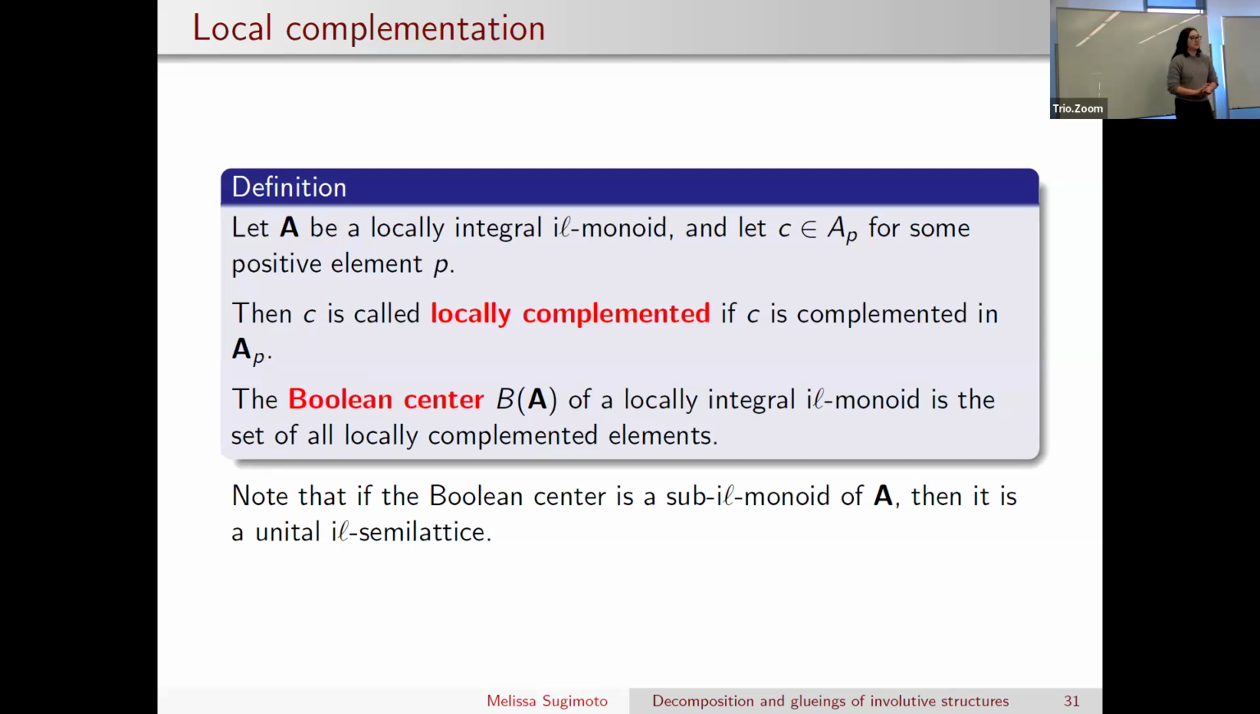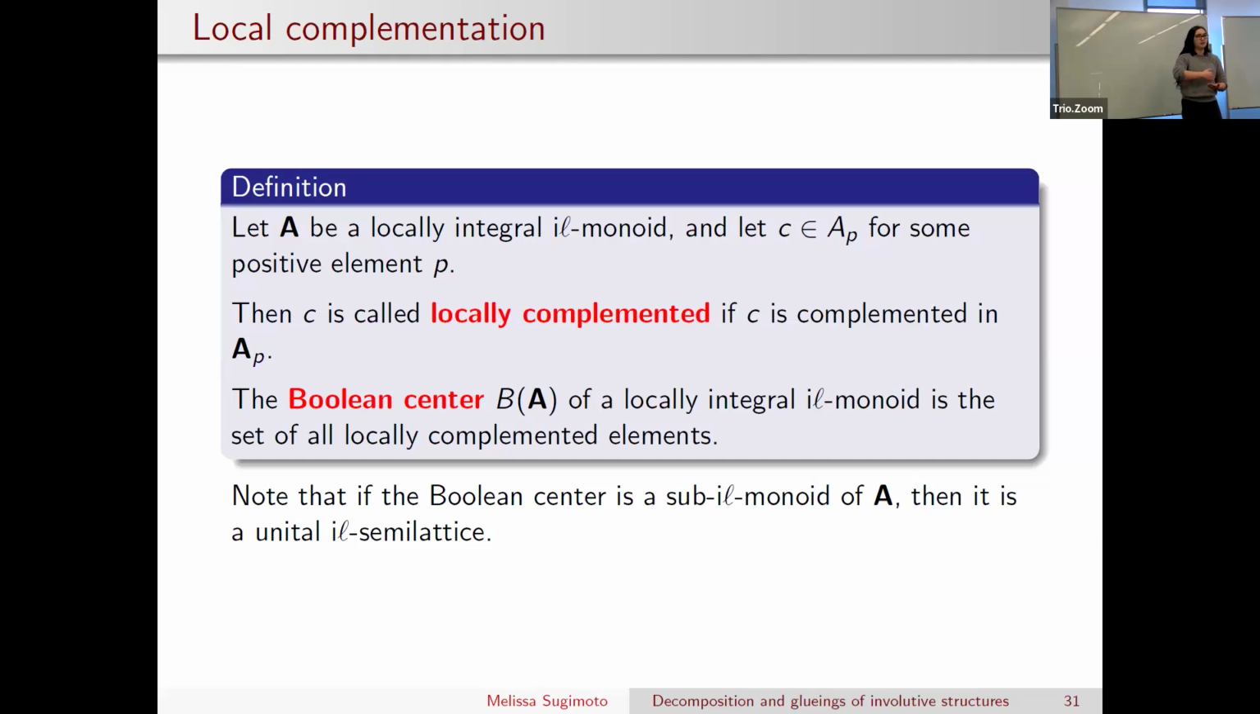But we aren't working with integral things, we're working with locally integral things. So I will then define what's called a locally complemented element. Now we just have a locally integral IL monoid, and we've still got an element C. We'll say it's in the P component of its decomposition. Then we say it's locally complemented if it was complemented in its integral component. And the Boolean center will still just be the set of all of those locally complemented elements.